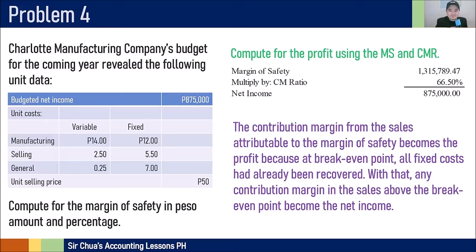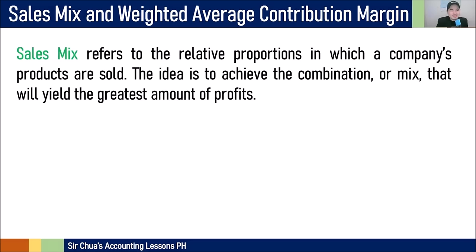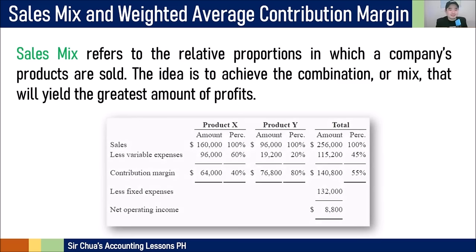Okay. So, paano naman po kapag may sales mix and yung konsepto po natin ng weighted average contribution margin. Sales mix refers to the relative proportions in which a company's products are sold. The idea is to achieve the combination or mix that will yield the greatest amount of profits. Okay? Kunyari, multiple product line ka, paano mo kukunin ang break-even point kung multiple product line ka? Ito po yung pag-uusapan natin dito sa section na to.